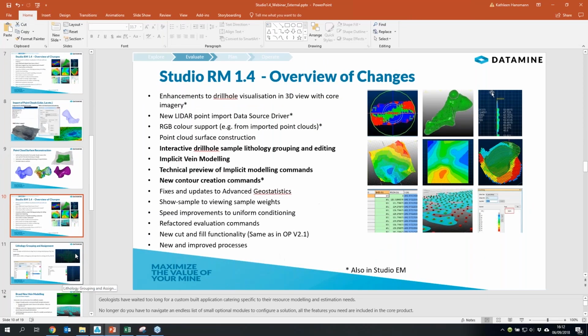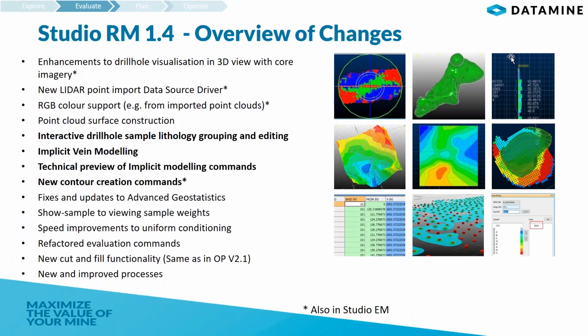So carrying on from the surface reconstruction, I'm going to start talking about implicit modeling. The first thing which we've built are some interactive drill hole attribute editing tools. What these allow you to do is to take particular attributes which may have been logged. Perhaps you've logged several different rock types, and you would then like to interactively merge those into broader categories, which you then will use for modeling.